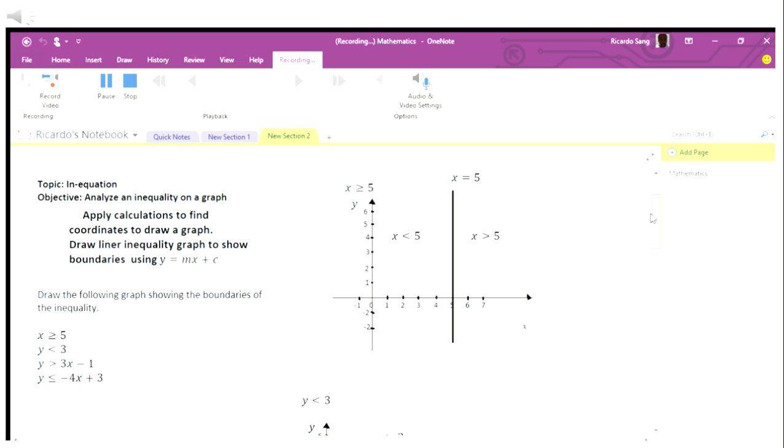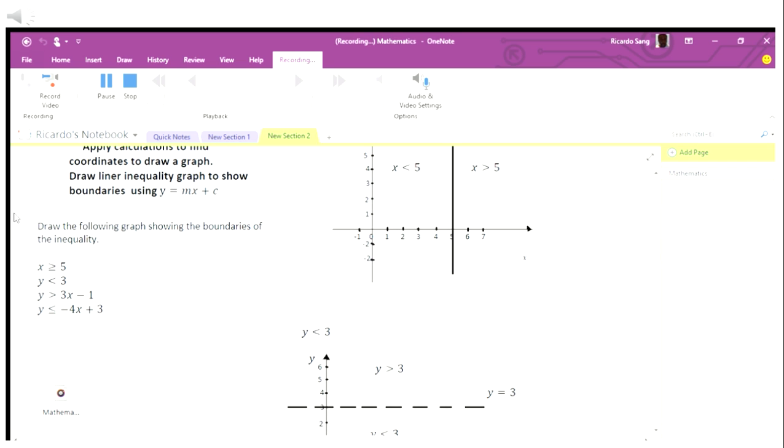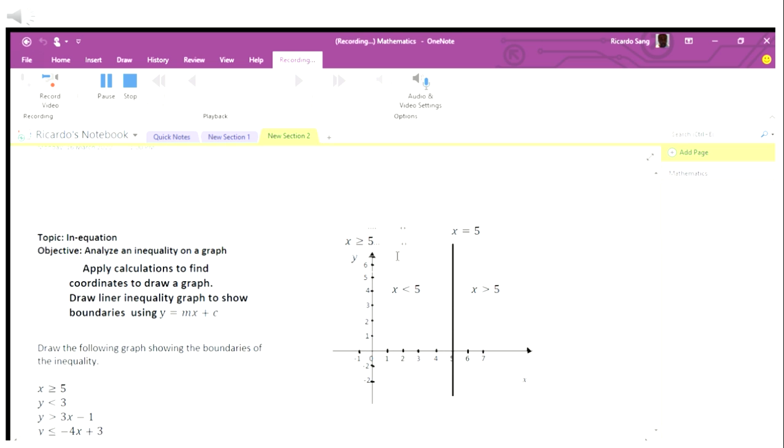Alright, so this is what we want to look at today. And if you look down at the right hand corner here, we see where we have the questions where we want to look at these examples. Draw the following graph showing the boundaries of the inequalities. Right, that's basically what you're going to look at. And if you look at the first one, it's x greater than or equal to 5, and this is the graph for it.